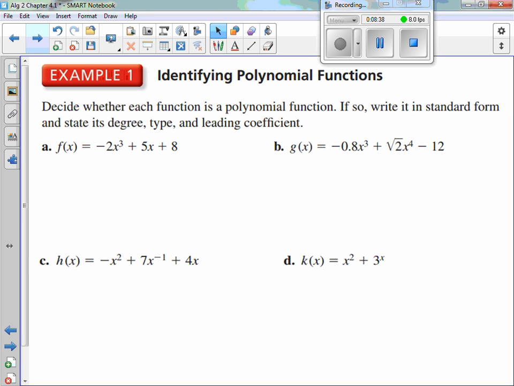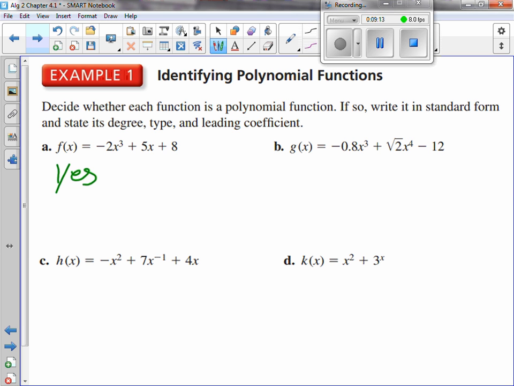Let's work through the first one. A, f of x equals negative 2x cubed plus 5x plus 8. Is this a polynomial function? Yes. We don't have any negatives in the exponent. We don't have any fractional exponents. We don't have a variable inside of the radical. We don't have two variables being multiplied together. And we don't have a variable in the bottom of a fraction. So, yes, this is a polynomial function.